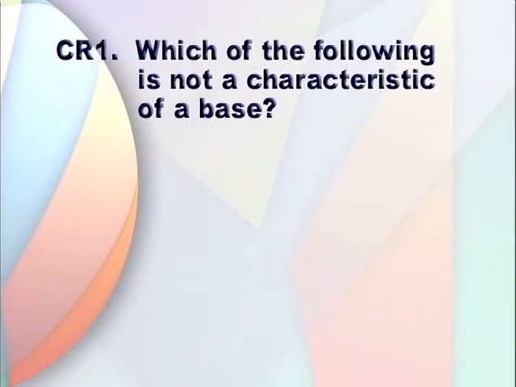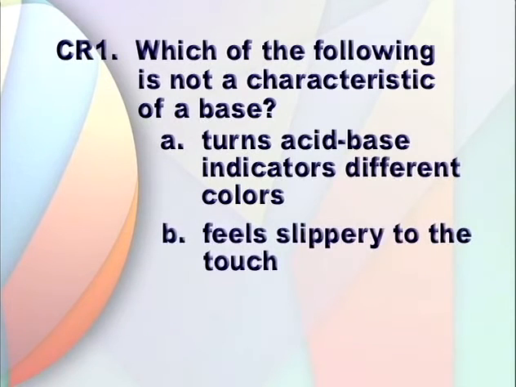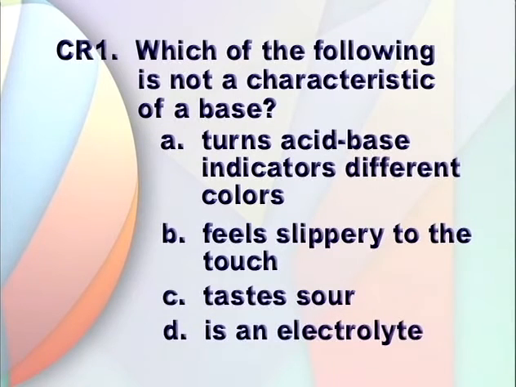Cumulative review question number 1. Which of the following is not a characteristic of a base? A. Turns acid-base indicators different colors. B. Feels slippery to the touch. C. Tastes sour. D. Is an electrolyte.